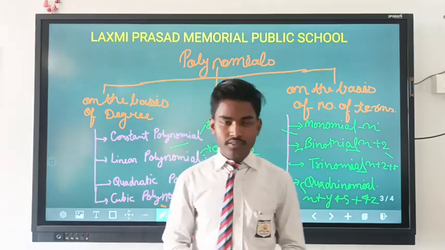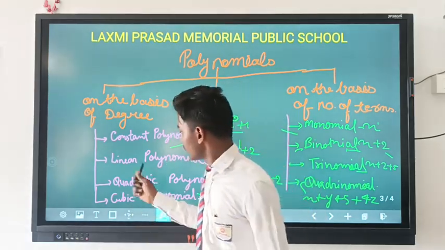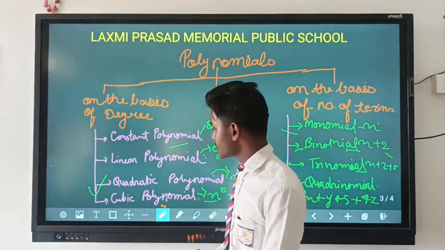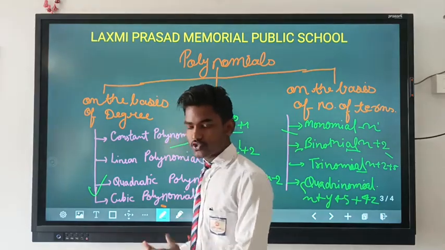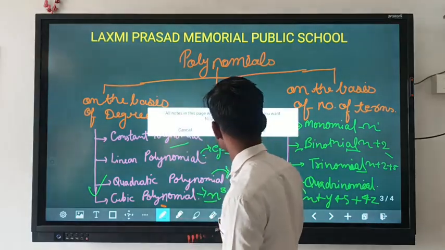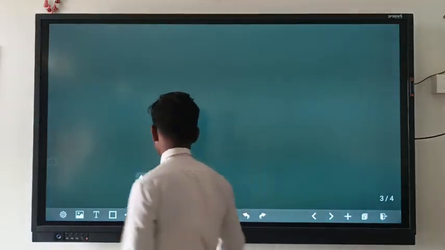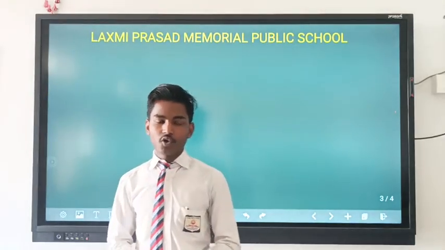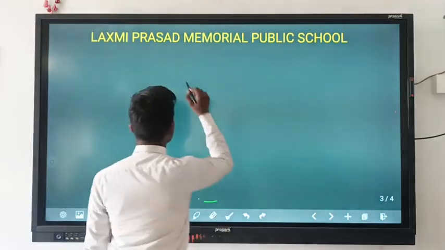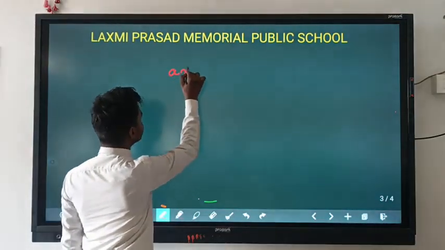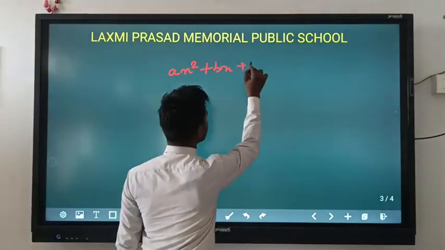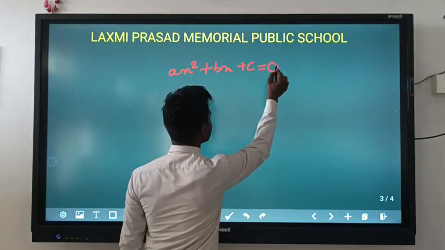If we talk further, then for quadratic polynomials there are also some major definitions, so let us talk about them. If you talk about the general form of a quadratic polynomial, then it is ax squared plus bx plus c equals 0.